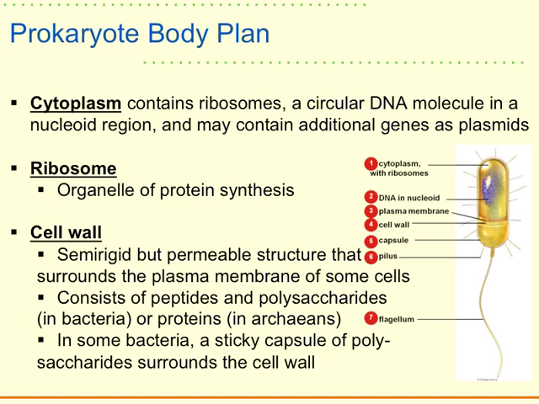Prokaryotes usually have a cell wall. It's a semi-rigid but permeable structure that surrounds the plasma membrane, okay? They don't all have cell walls, but some of them do. And this cell wall consists in prokaryotes of peptides and polysaccharides in bacteria and proteins in archaeans. Sometimes in bacteria, you'll have a sticky capsule of polysaccharides that surround the cell wall. So you have an additional layer that's controlling what's getting in and what's getting out.